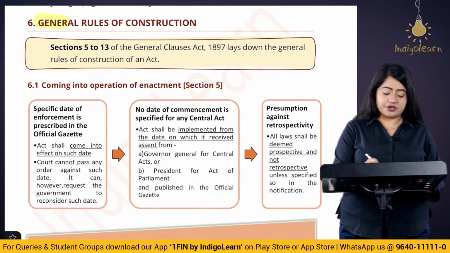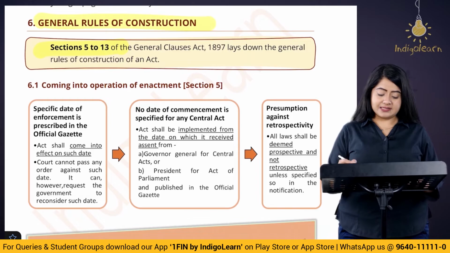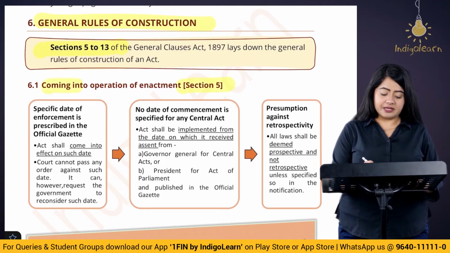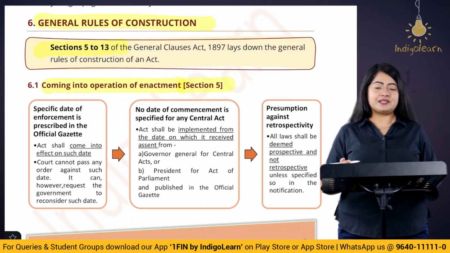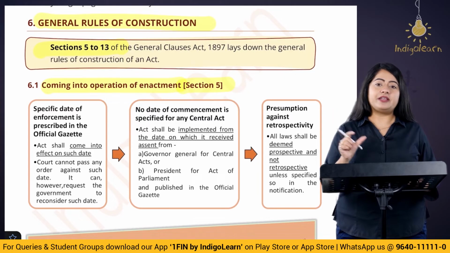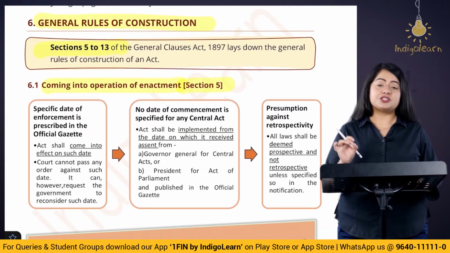Next, let's talk about some general rules of construction. They are given in section 5 to section 13 of the General Clauses Act. First of all, let's talk about section number 5. Section 5 talks about coming into operation of the enactment, how an enactment comes into the picture. What is the effective date of an enactment, that is stated in section number 5.